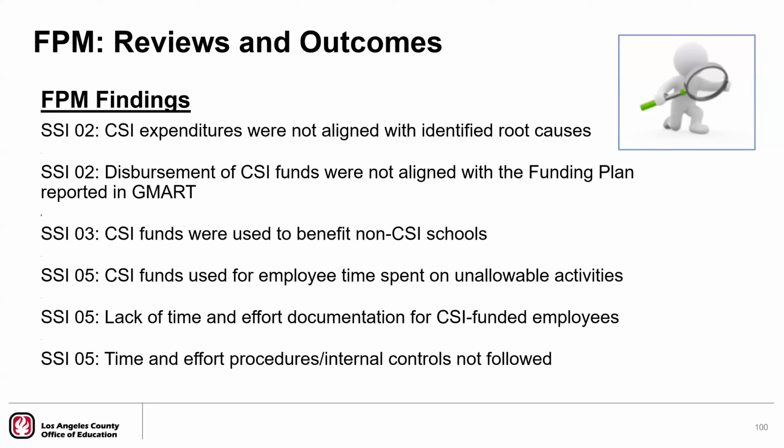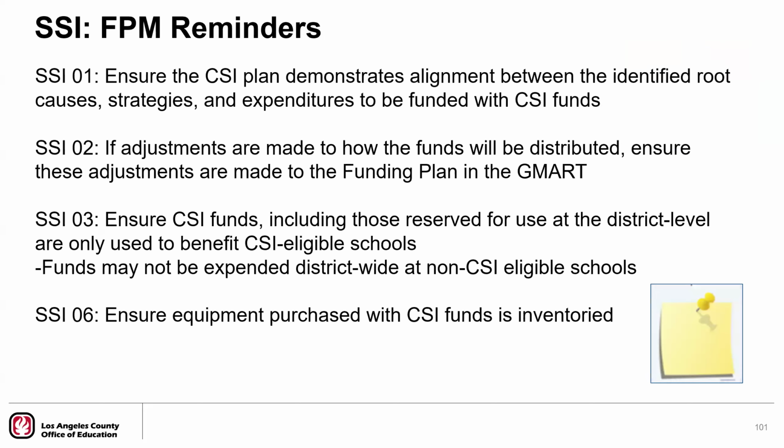As a result of this, the following reimbursements were required to be made. In SSI 3, because the CSI funds were used for district-wide activities that benefited non-CSI schools, the funds had to be reimbursed. Also in SSI 5, CSI funds had to be reimbursed because the funds were used for employees who spent time on unallowable activities. So again, make sure that you have those alignments.